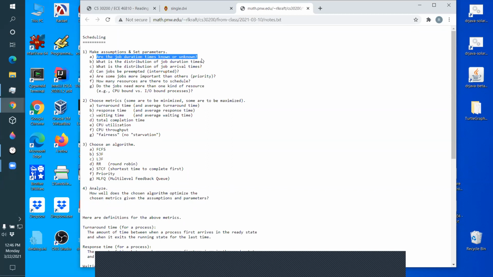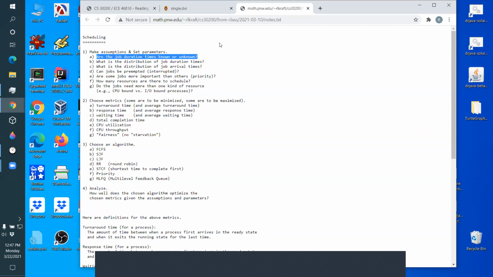In modern computing, as I point out, if I start Word, there's no way in the world to know how long Word is going to run. So this question seems silly in a modern operating system, because you don't have a clue how long a program is going to run. But in a lot of scheduling environments, you do know how long a job is going to run.